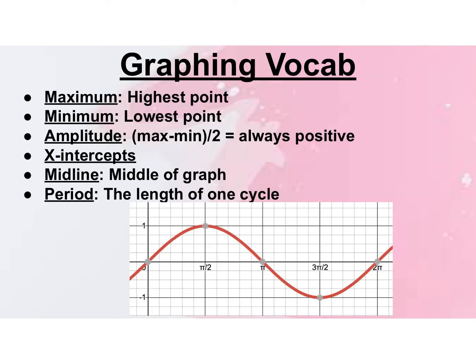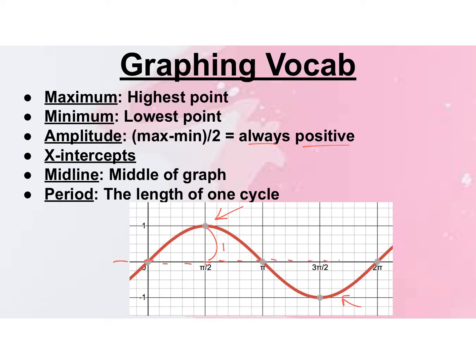And some of our vocabulary. So we said that this was the max. The bottom is our min. Our amplitude is the max minus the min divided by 2, and it's always positive. It's representing a height, so it's positive. Or you could do the max to the midline. In this case, it's 1. So my amplitude here is 1. My x-intercepts, we know are where it crosses the x-axis. And the midline.